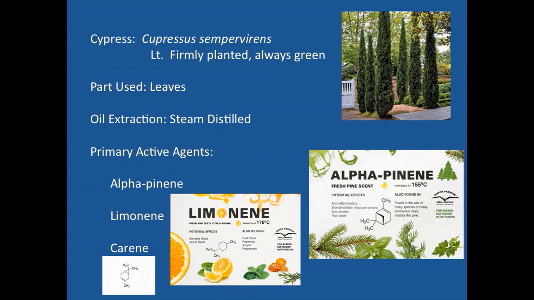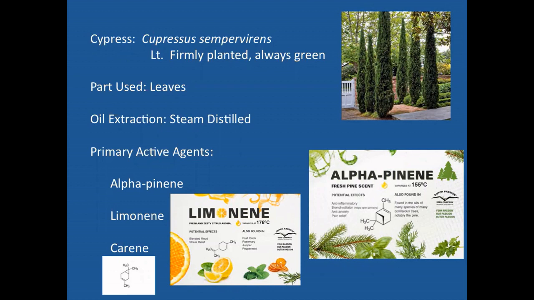And the compounds that are used are the alpha-pinenes, the limonene, and carene. There's a number of different effects that each of these compounds have. They have anti-inflammatory, bronchodilator effects, anti-anxiety, and pain relief. And this isn't the only plant that has alpha-pinene present. Notice the different temperatures. The alpha-pinene has a lower volatility temperature than the limonene, so they have different times and places where they can be effective. So we see them in Cypress as well as other types of conifers.